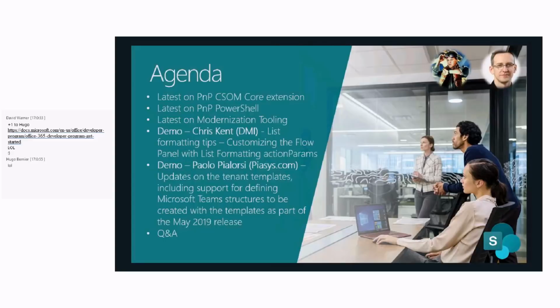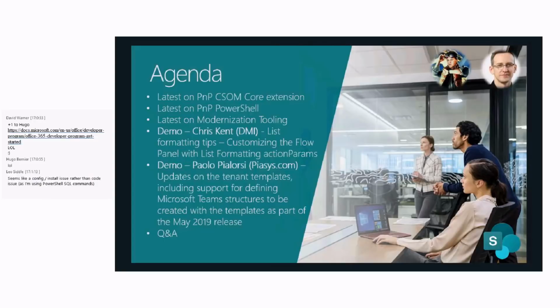Today we're going to have a quick recap on the situations related to PnP CSOM Core, PnP PowerShell, and the latest modernization tooling. We actually have pretty awesome announcements and updates related to that, which we're going to talk about because Paolo is going to do a live demo on some of the engine improvements later on. But first, Chris is going to do a really cool demo around customizing the flow panel with list formatting action parameters. So what does that mean in practice? He's going to show that.